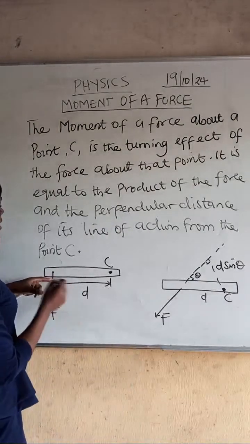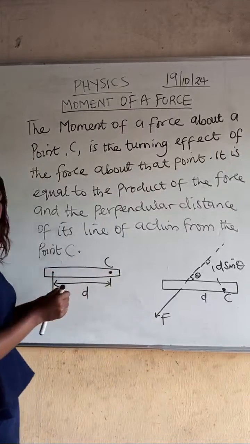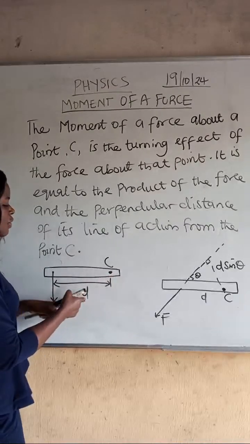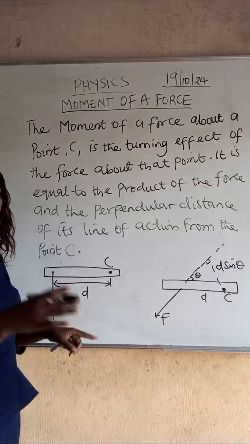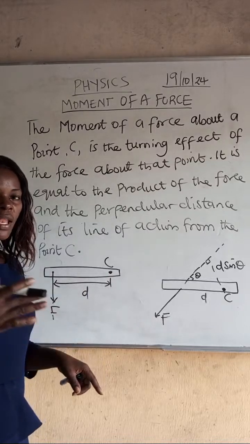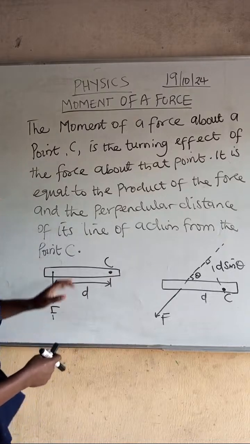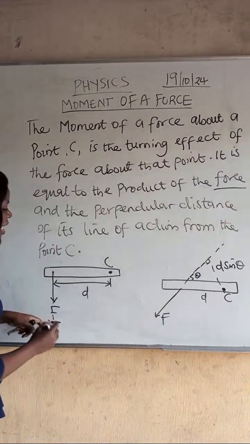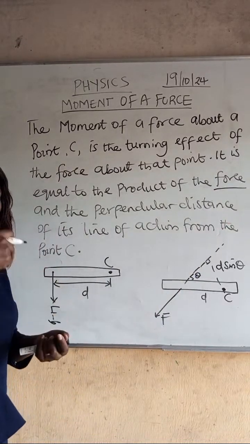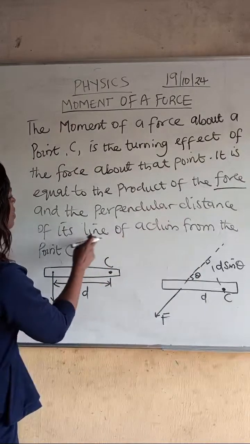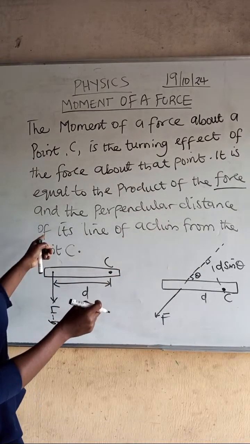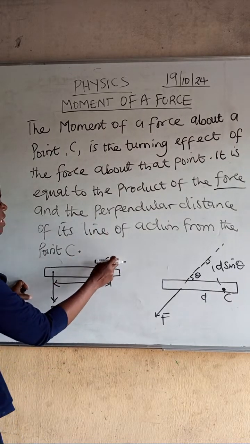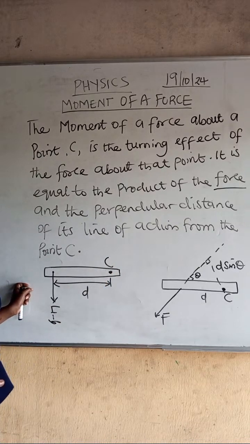Now, if you are using this to make reference to this moment of a force, you see that this is a bench. This is the center of the bench. From here, we have a force, F. The distance from here to the center is what you say to be what? D. But that distance is perpendicular. That is the moment. Perpendicular what? Distance. Okay? So we can say that it is equal to the product of the force. That is the force added to that object, or the weight acting on that object, and the perpendicular distance from this line of action, from the point C. So this is the force, then this is the center of what? Of the bench.